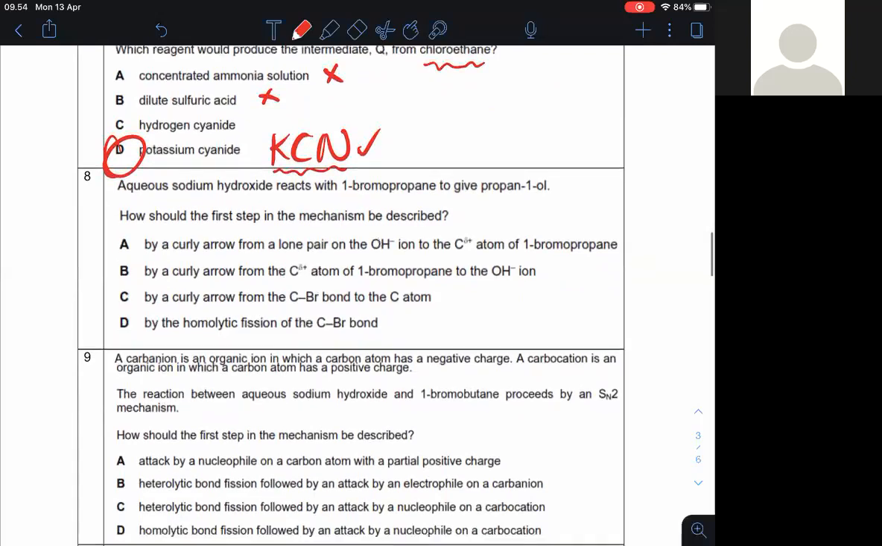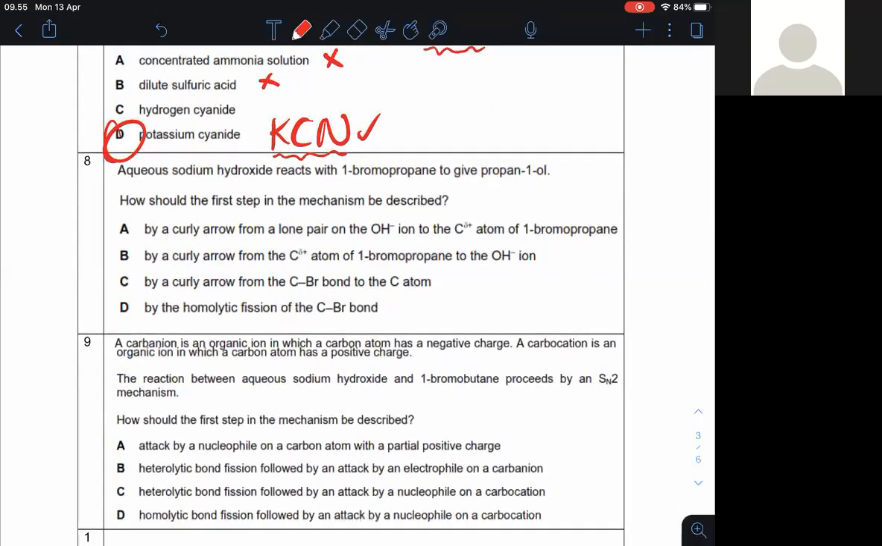Okay, number 8. Now, aqueous sodium hydroxide reacts with 1-bromopropane to give you propan-1-ol. So here you have aqueous sodium hydroxide with a halogenoalkane to give you propan-1-ol. This one is a normal nucleophilic substitution reaction. But they are asking what should be the first step in the mechanism. Now, when you have bromopropane, this Br, and then when you have OH minus, the first thing that should happen is the electrons are supposed to go over here. Delta positive, delta negative. Then after that, the negative will go over here.